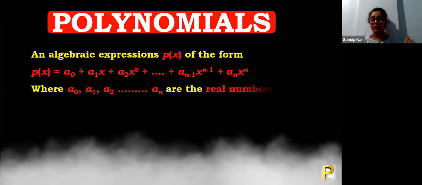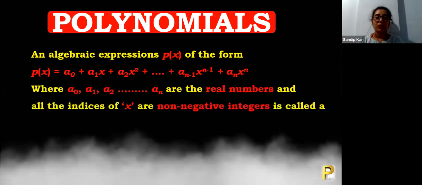Now what does that mean? It looks very complicated, but it is not. a0, a1 and so on are all real numbers, the numbers beside the variables, and all the indices of x, that is, the powers of x, are non-negative integers. That means we shouldn't have any negative number over there. That means all whole numbers, and such an expression is called a polynomial.